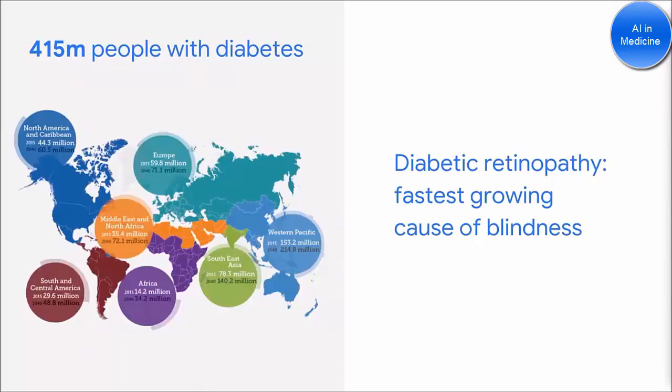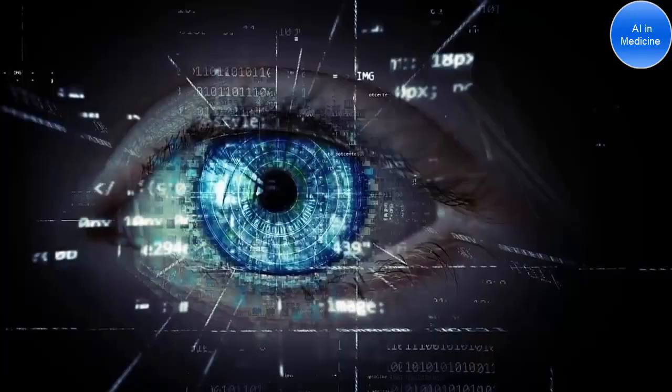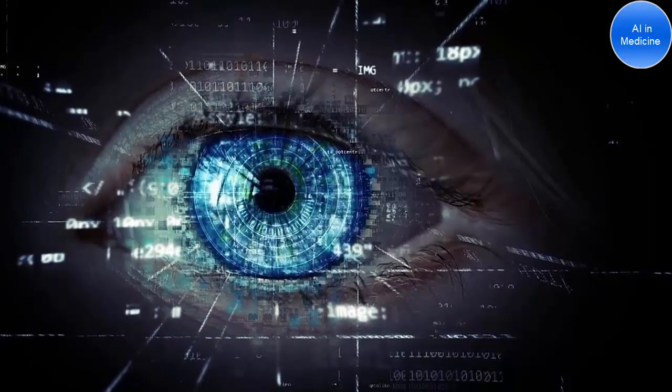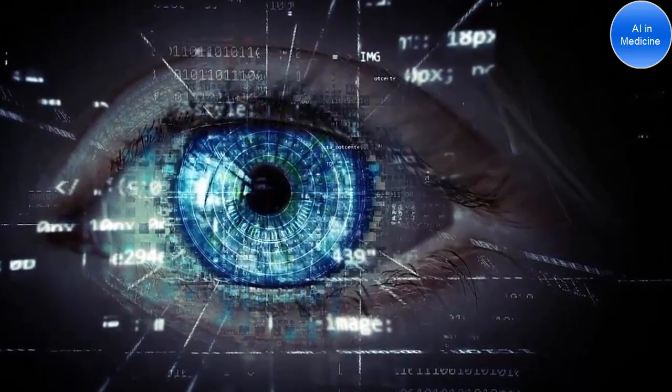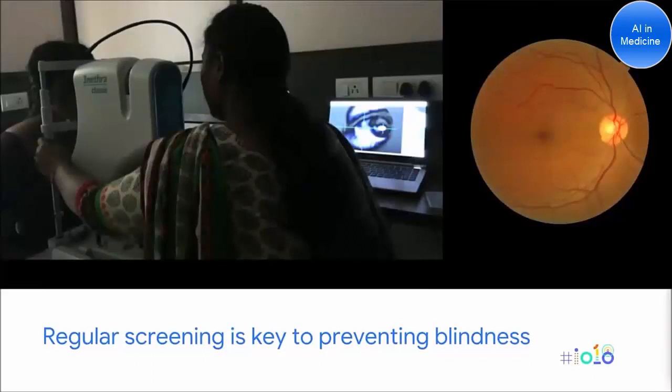We call it DR because it's easier to say than diabetic retinopathy. And it's the fastest growing cause of preventable blindness. All 415 million people with diabetes are at risk and need to be screened once a year. This is done by taking a picture of the back of the eye with a special camera, as you see here. And the picture looks a little bit like that.